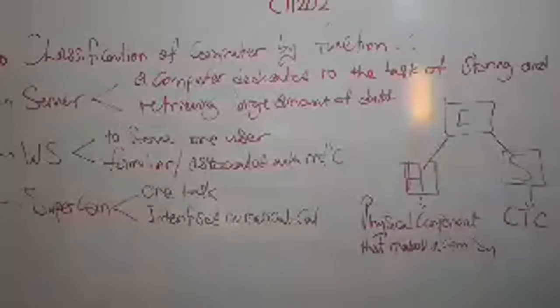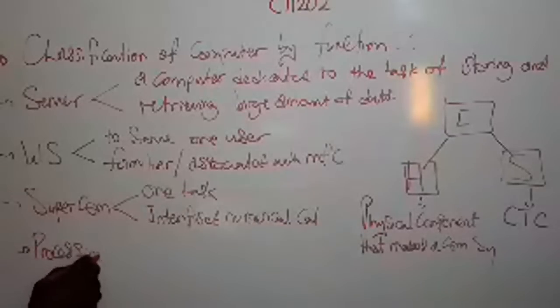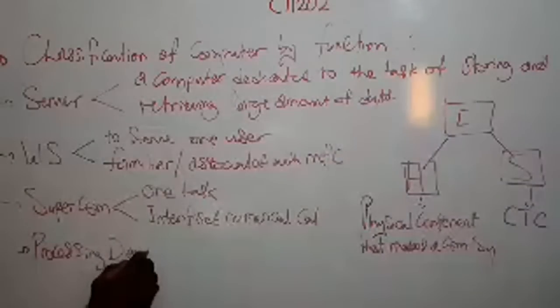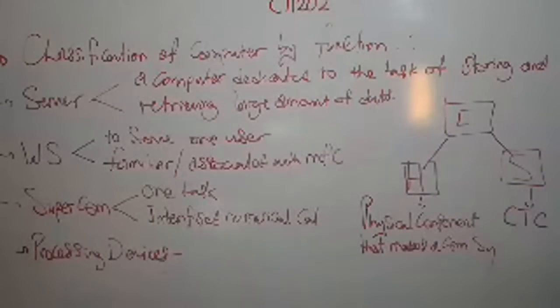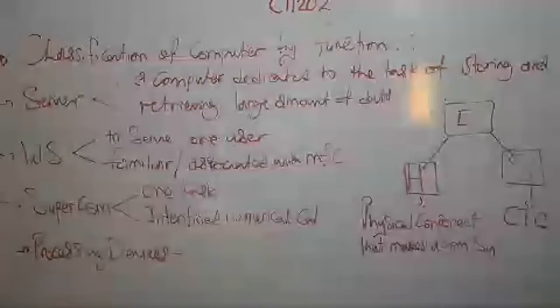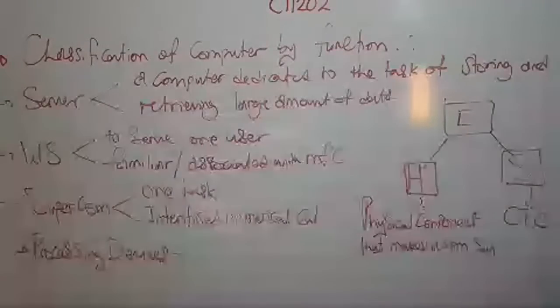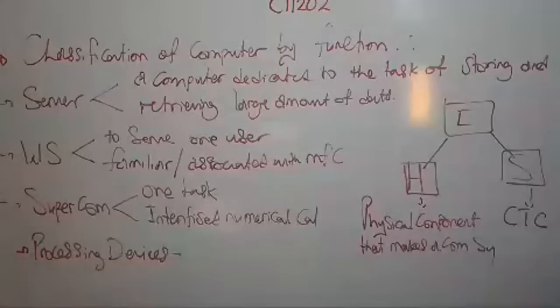Now we also have what we call the processing devices. About the term, the processing devices, we have the central processing unit as the major one. Though the term relates to a specific chip. The central processing unit is related to a specific chip of the processor.